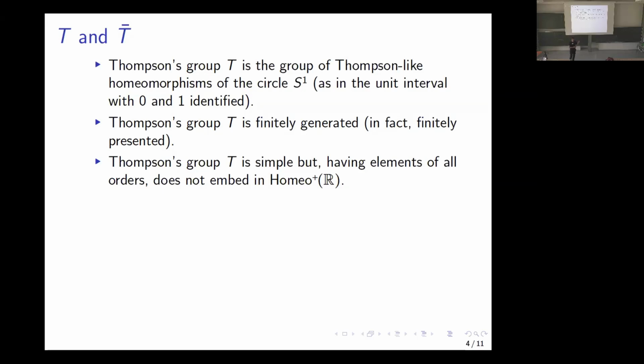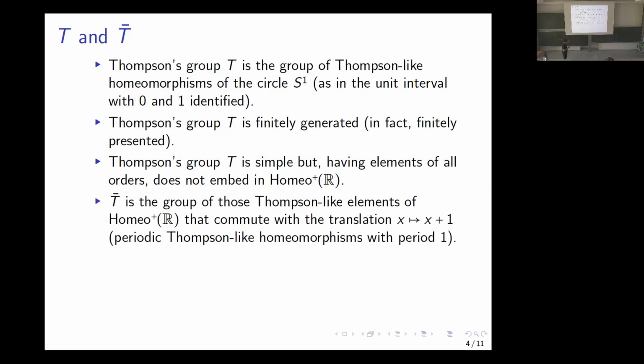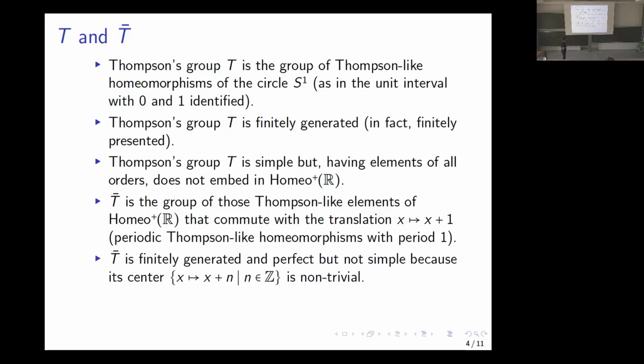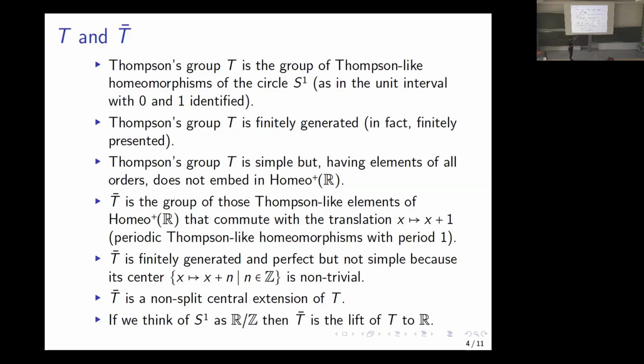Homeomorphisms of the real line definitely have infinite order. So T definitely doesn't embed in Homeo plus of the real line. So T isn't an example we're looking for, but it is useful. And one of the ways it's useful is we can make T bar, which is related to T, as the name suggests. So T bar is the Thompson-like homeomorphisms of the real line that commute with x goes to x plus 1. The periodic Thompson-like homeomorphisms of the real line. T bar is perfect, but it's not simple because it has x goes to x plus 1 as an element, and that's in the center, so it has non-trivial center. It happens to be a non-split central extension of T, and we can think of it as the lift of T.